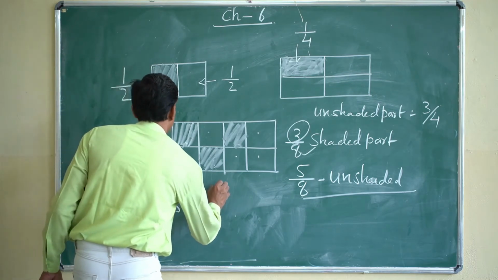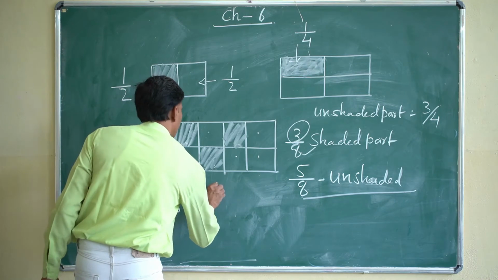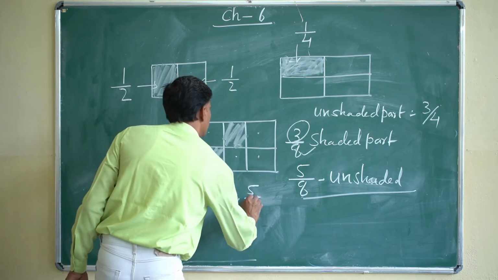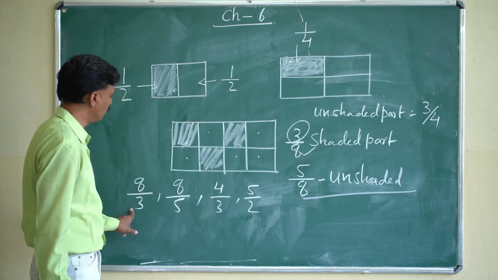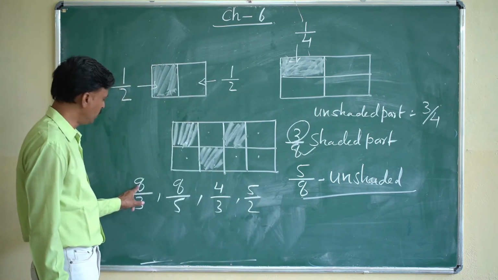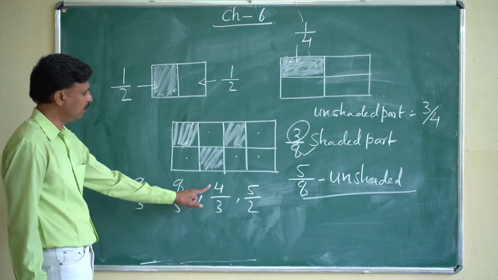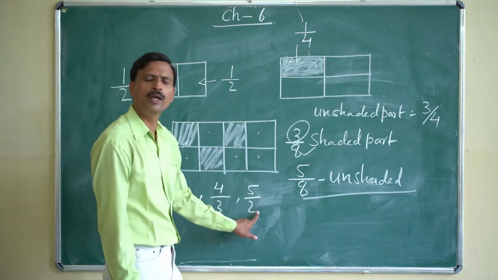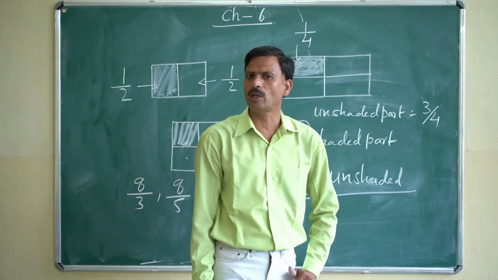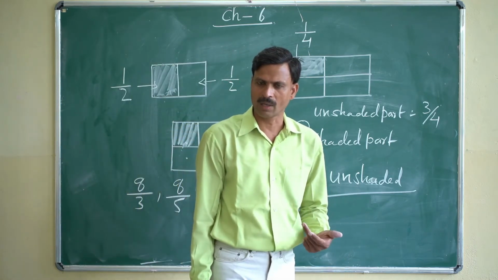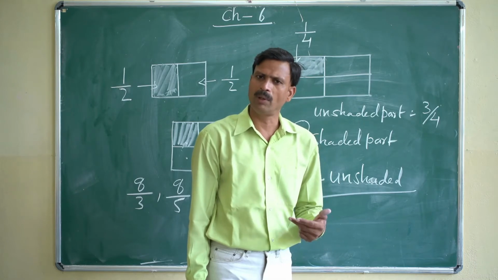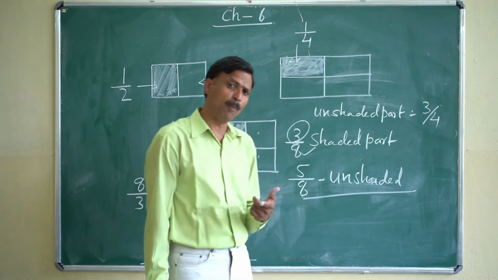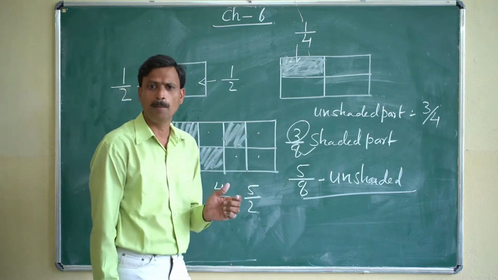You can write 4 by 3. You can write 5 by 2. In all of these you will see the numerator is greater than the denominator. So this type of fraction is called an improper fraction. So first was the proper fraction, numerator less than denominator; then improper, numerator greater than the denominator; and the improper fraction can be converted into a mixed fraction.